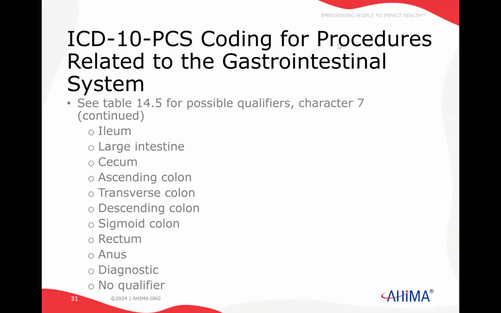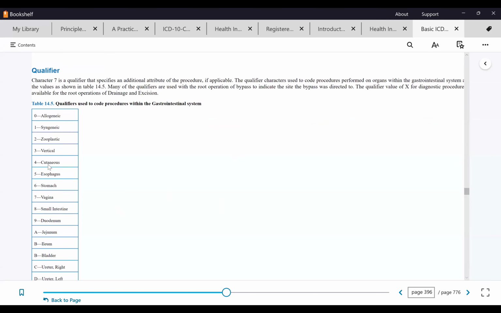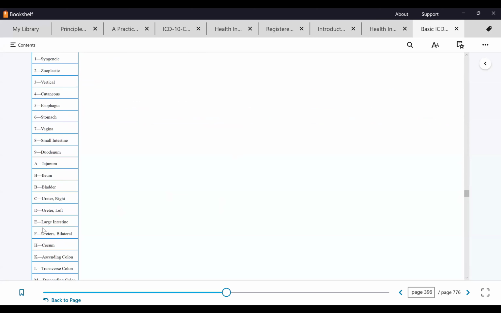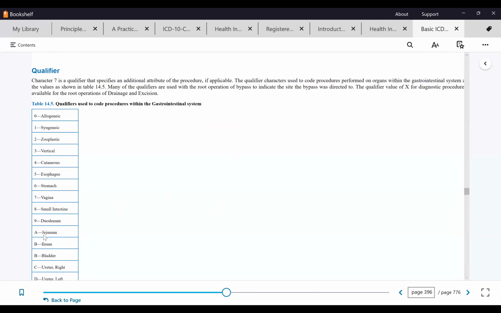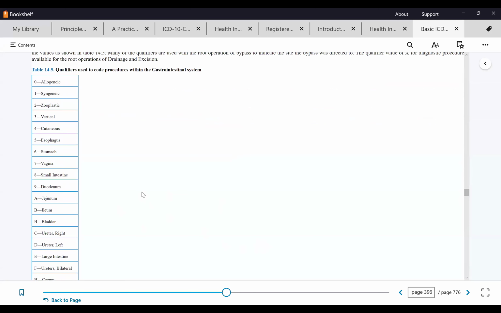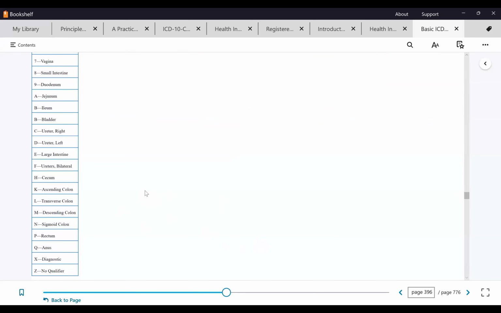Let's take a look at Table 14.5. And again, here you see the ones that we're familiar with, and then you can see in your code book what happens with these. And we'll do some examples of this with the questions that will appear on the screen.